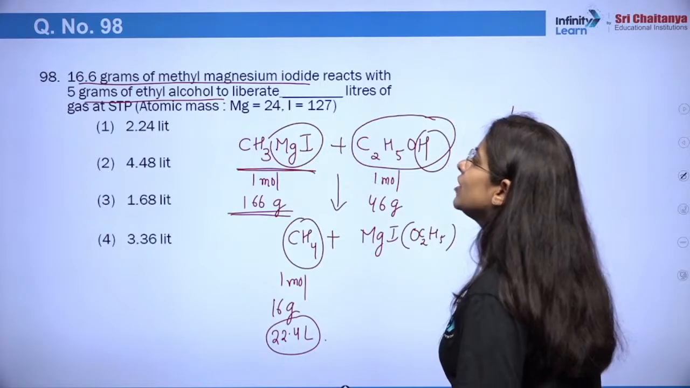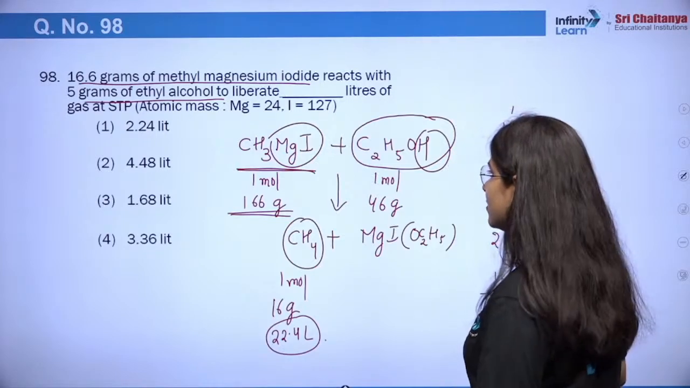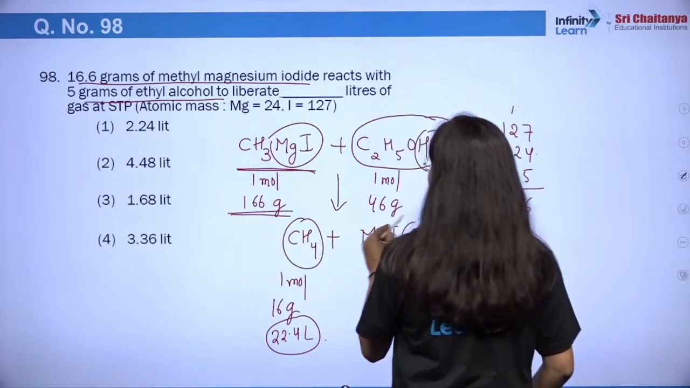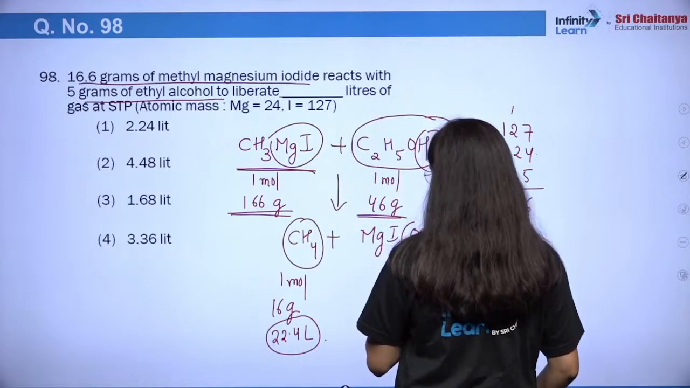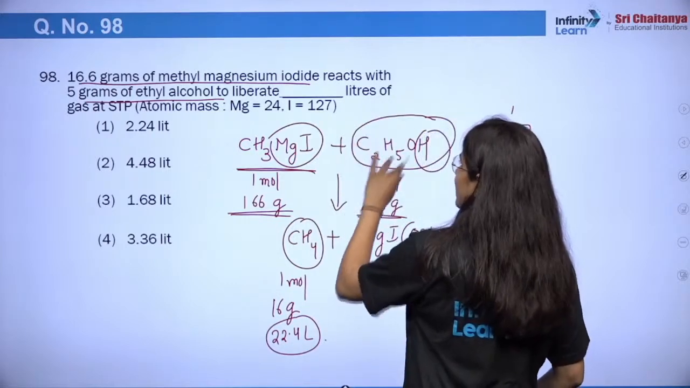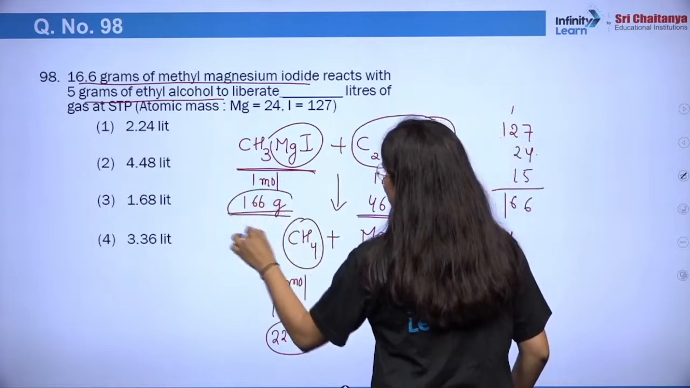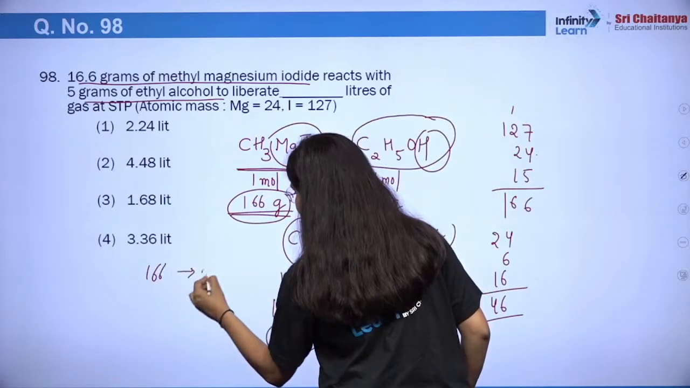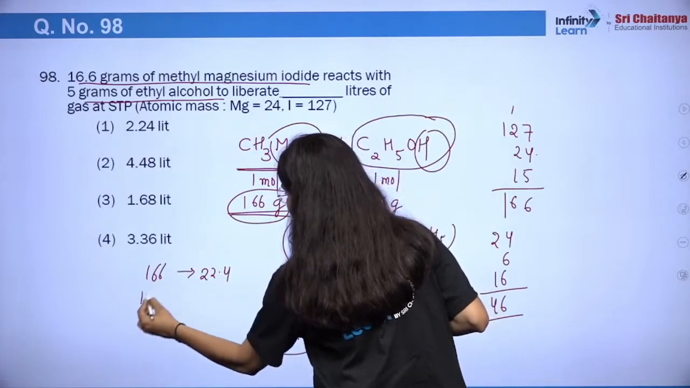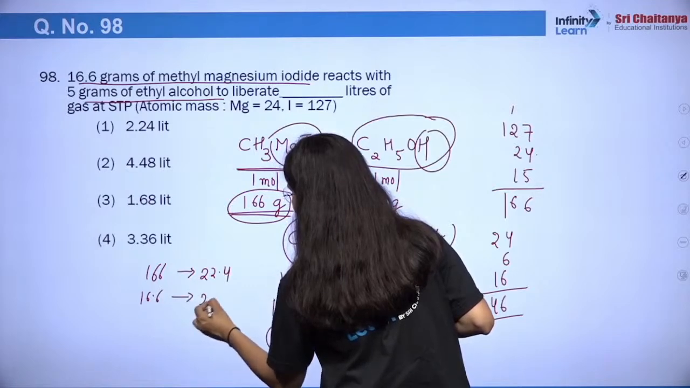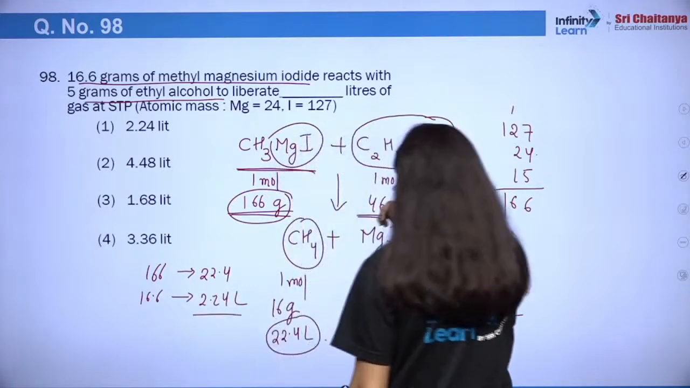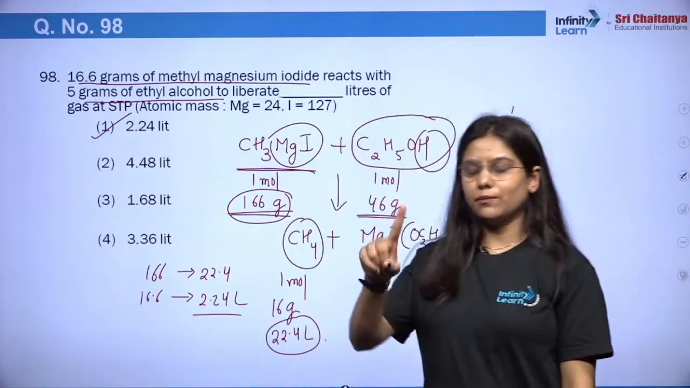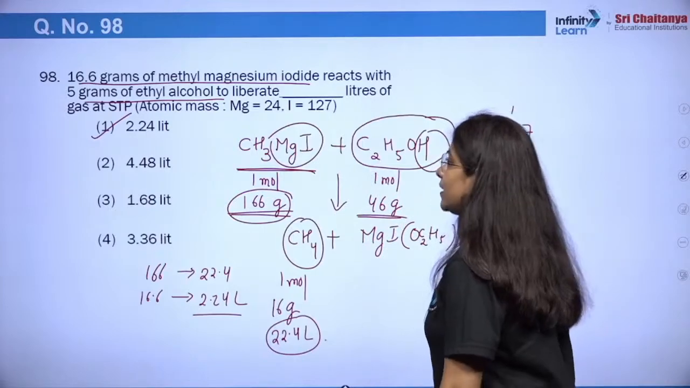Now अगर मेरे पास 16.6 होगा, then what will be my answer? 16.6 and 5 gram. So 16.6 will react with 4.6 gram and I'll be left with excess of some ethanol. So this is my limiting reagent. So 166 is reacting to give me 22.4 liter. Then 16.6 से कितना मिलेगा? 2.24 liter. So what is my answer? Answer will be option number 1. Right? Next.